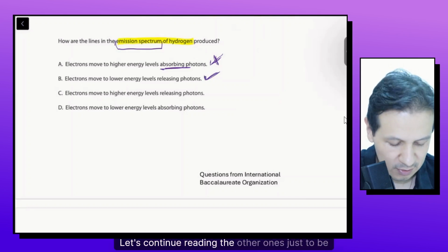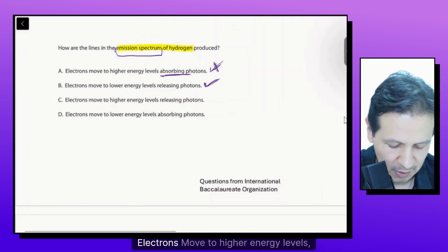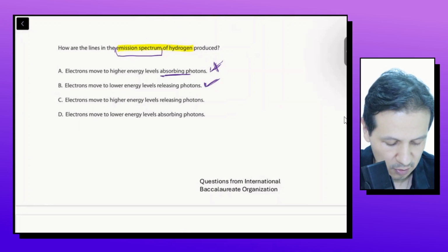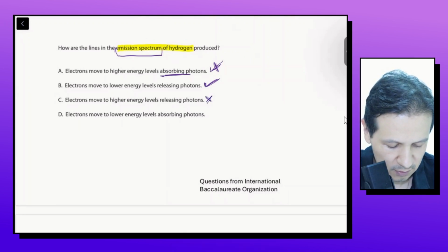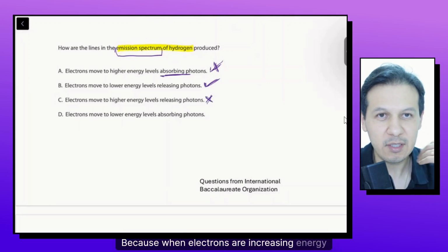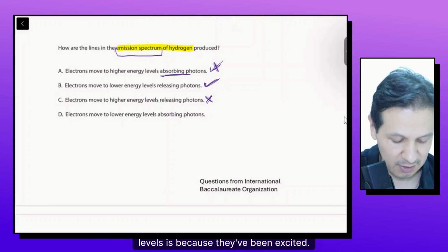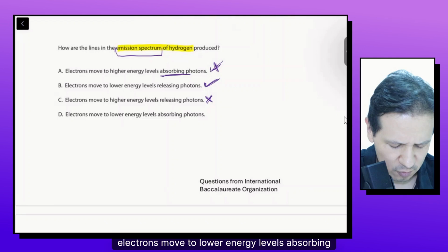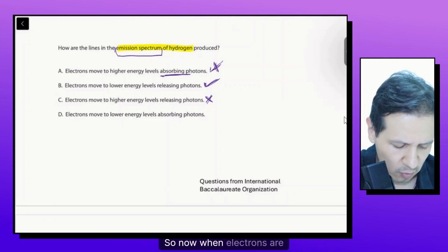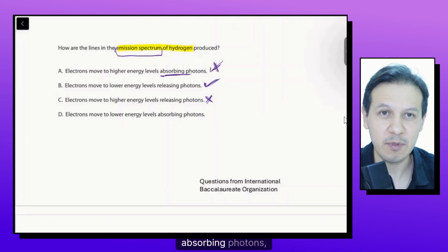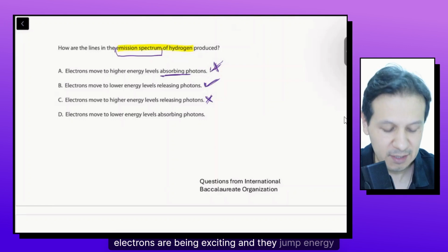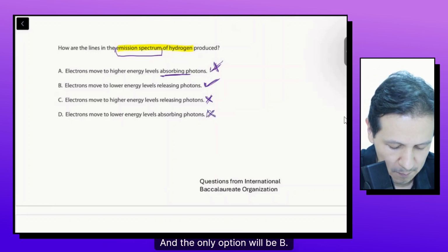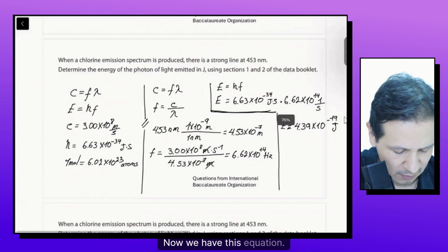Let's continue reading the other ones just to be sure. Electrons move to higher energy levels releasing photons. This is not true whatsoever, because when electrons are increasing energy levels, it's because they've been excited. And the last one, electrons move to lower energy levels absorbing photons. So no, when electrons are absorbing photons, they are being excited and they jump energy level. So this is not true, and the only option will be B. Now we have this equation.